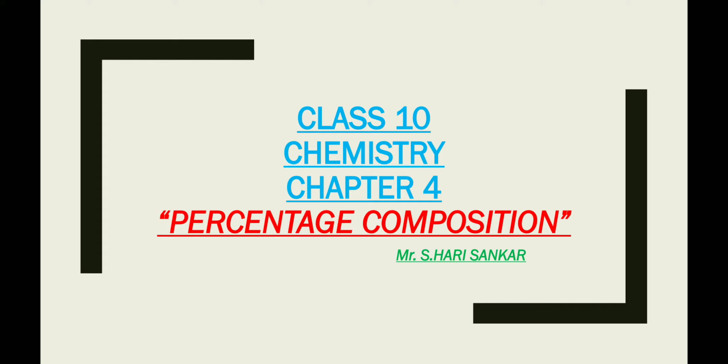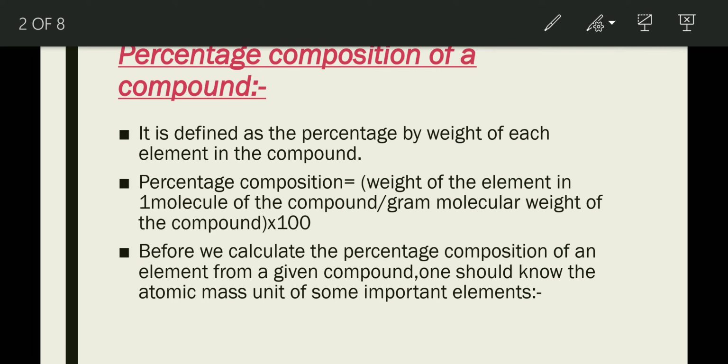Here, I would like to explain to you in brief how to calculate percentage composition from the given sum. Percentage composition of a compound. Let me teach you what is percentage composition of a compound. It is defined as the percentage by weight of each element in the compound.